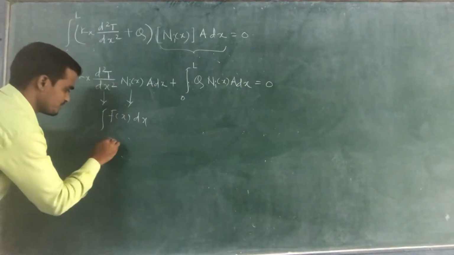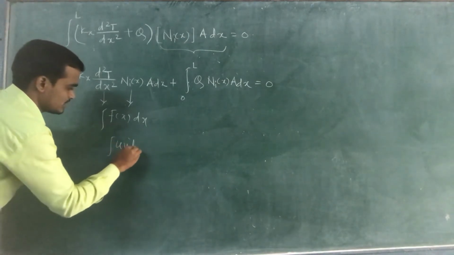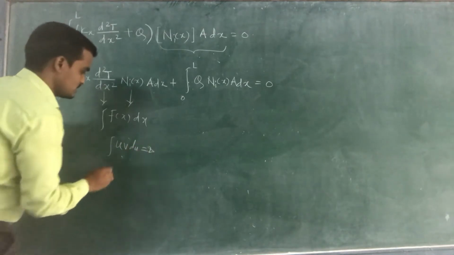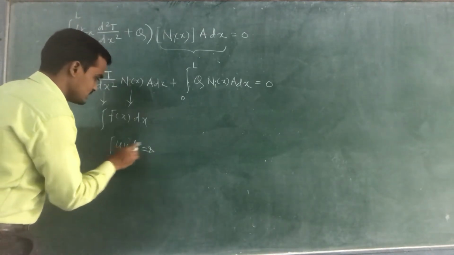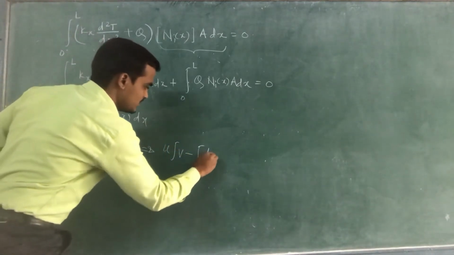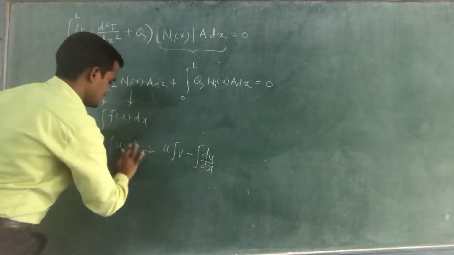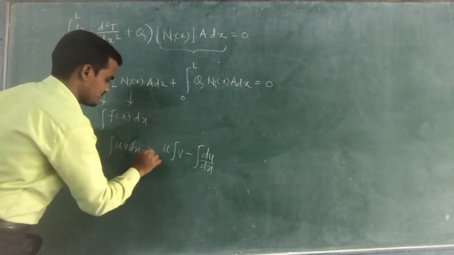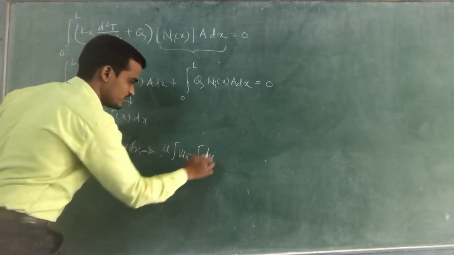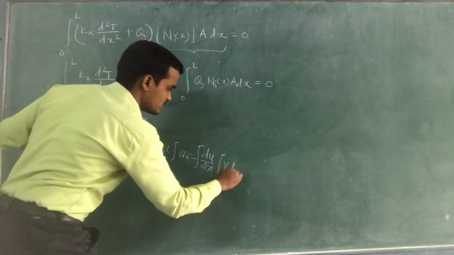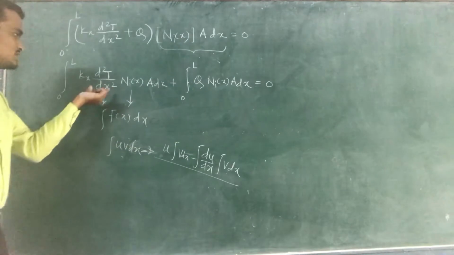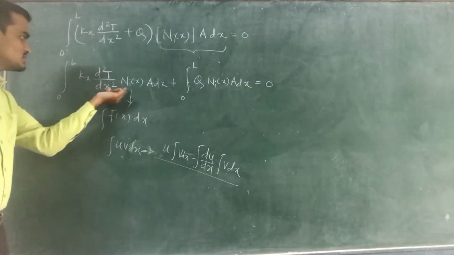So the by-parts rule is: integration of uv dx is nothing but u times integration of v dx, minus integration of du by dx into integration of v dx. Okay, so in this way we can apply the by-parts rule to determine this integration.